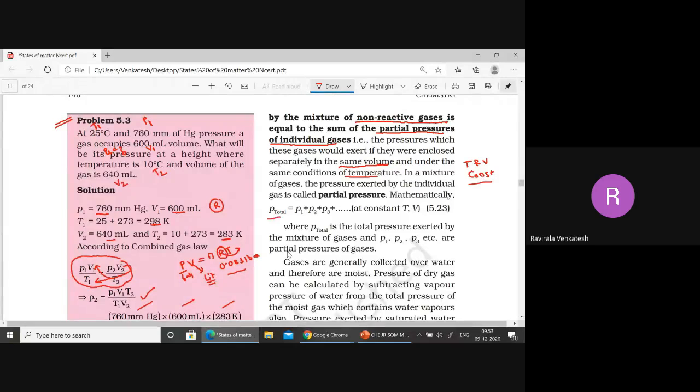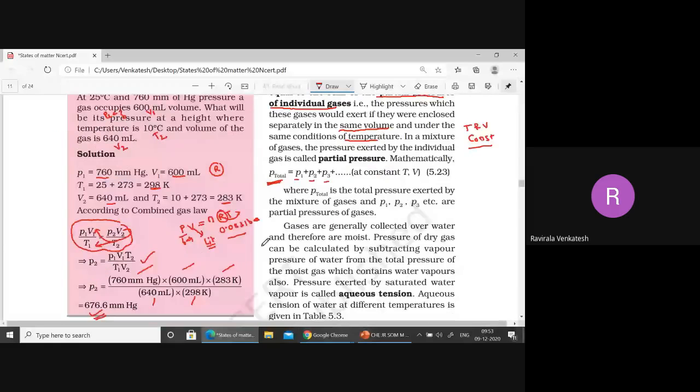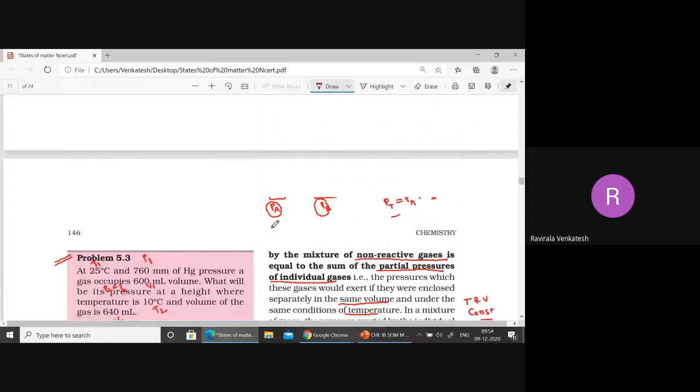Then we can write total pressure is equal to P1 plus P2 plus P3. For example, if you are mixing 3 gases here, the total pressure of the mixture will be P1 plus P2 plus P3. So P total is the total pressure exerted by the mixture of the gases, and P1, P2 are the partial pressures of the gases.